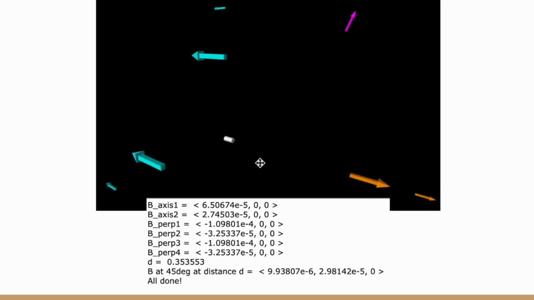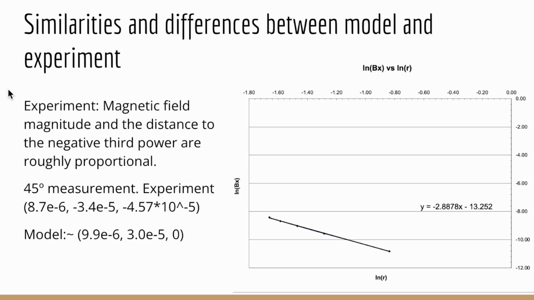So here are our results. It's hard to fit all the arrows on the screen because of different sizes and distances, but here you can clearly read the different magnetic fields of each. Here we have some similarities and differences between the model and the experiment. In the experiment, the magnetic field magnitude and the distance from the magnet were found to be roughly proportional when distance was raised to the negative third power, as shown by the graph here.